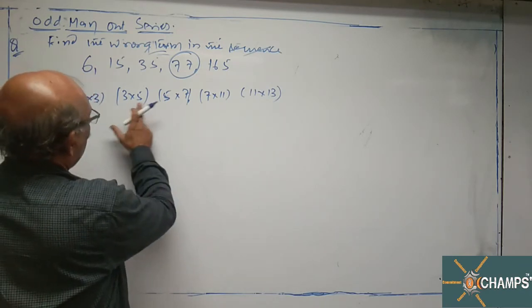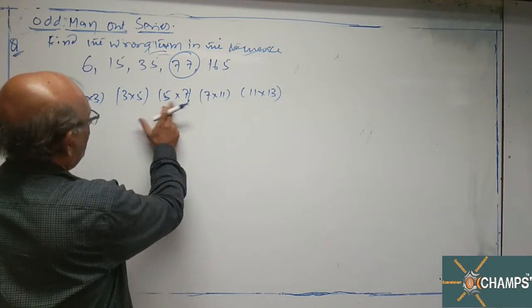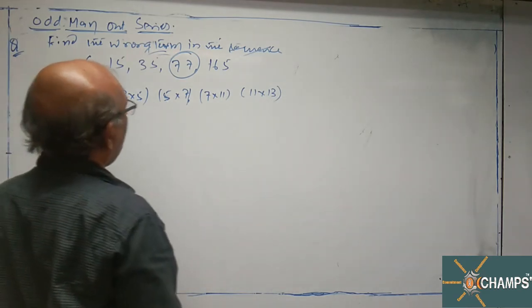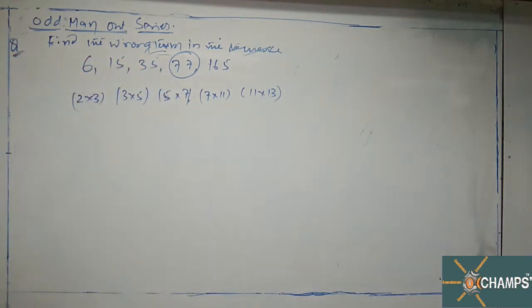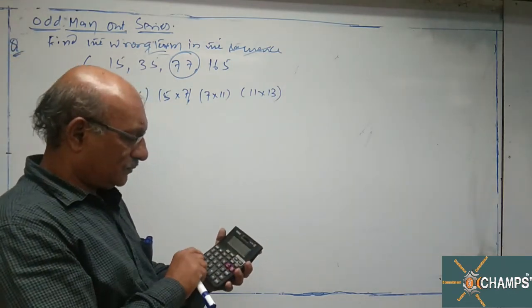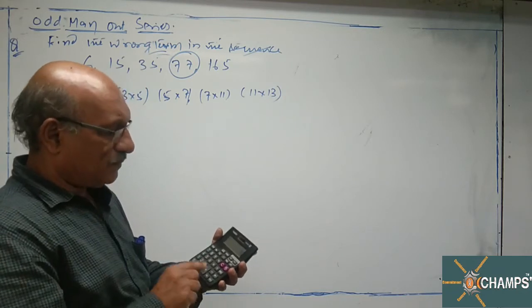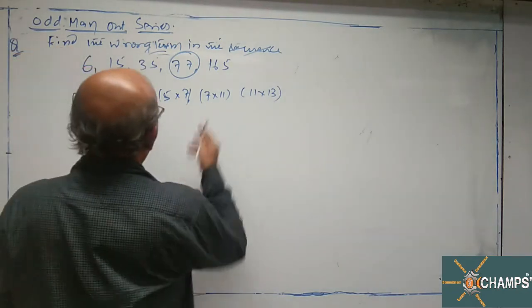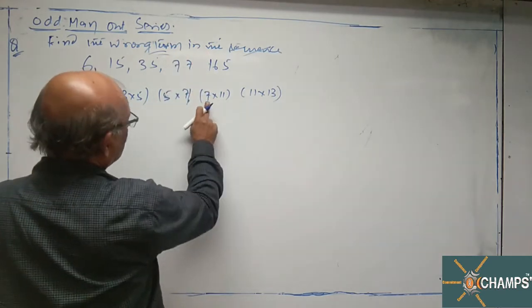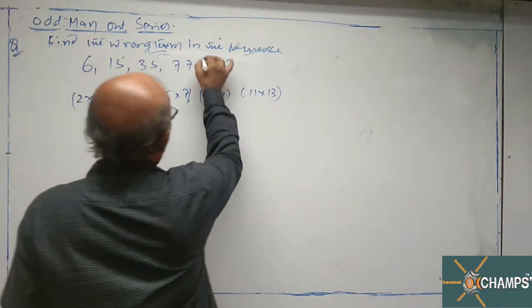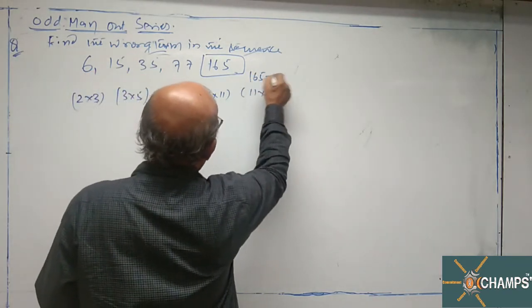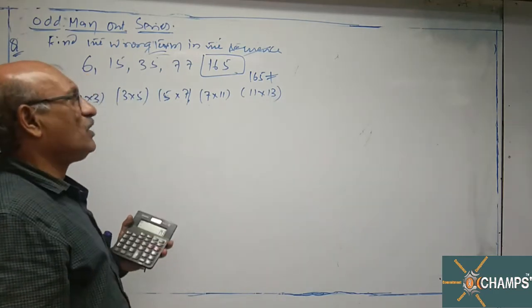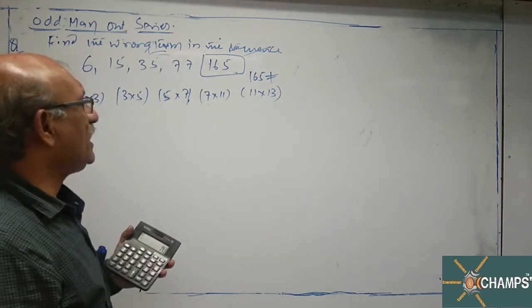1, 2, 3 into 5, 5 into 7, then it should be 7 into 11, 11 into 13. How much, sir? 11 into 13 is 143. So 77 is correct, sir, because after 7, 11 is the prime number. Look at this, 165. 165 is not equal to 11 into 13.